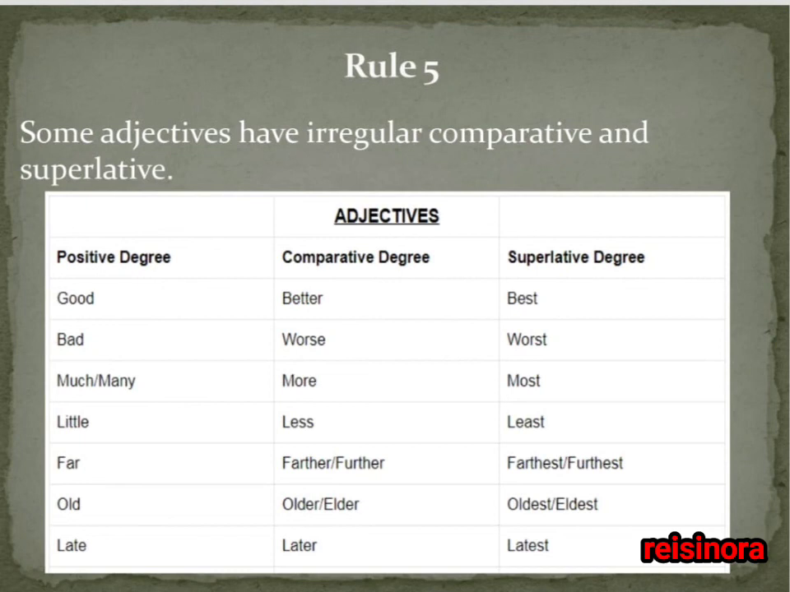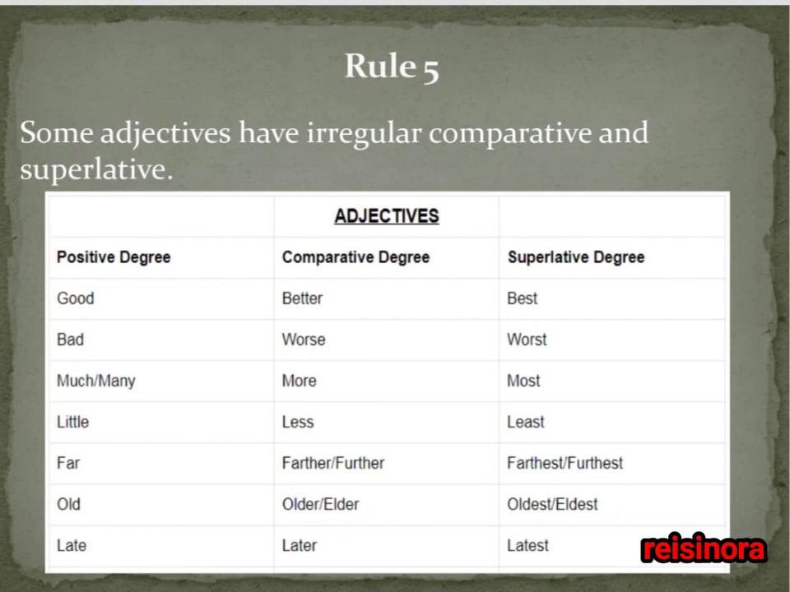So that's the way we use it, and then it's a different form than the regular form. The second, bad, itu komparatifnya adalah worse dan superlatifnya worst. Much or many itu komparatifnya more, superlatifnya most. Little komparatifnya less, superlatifnya least.